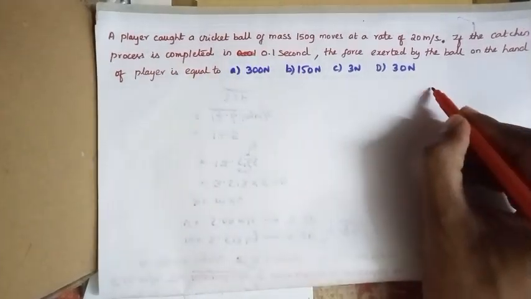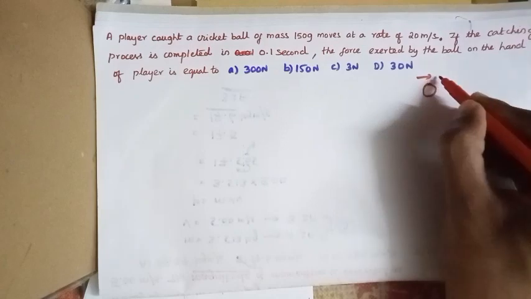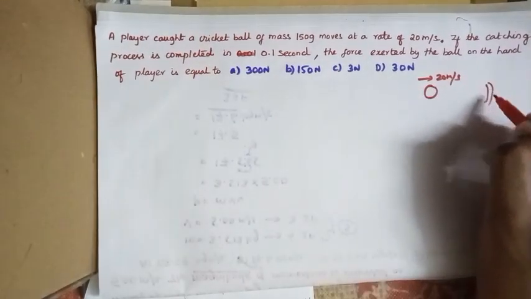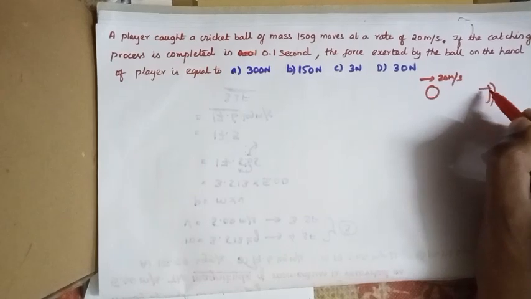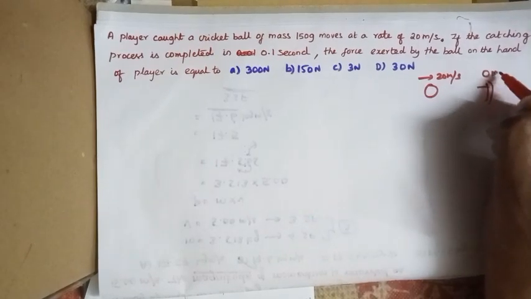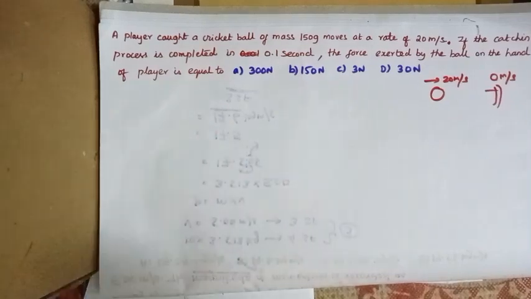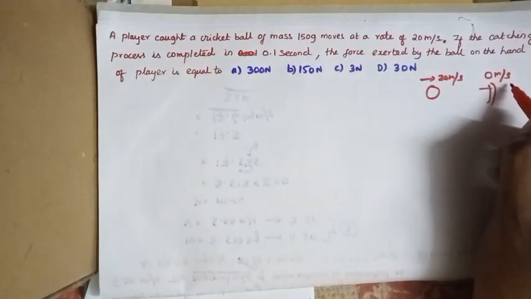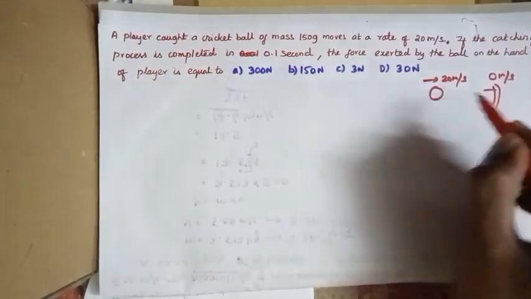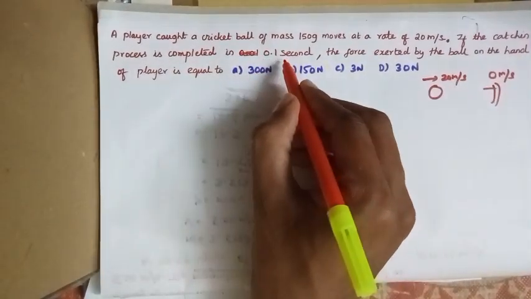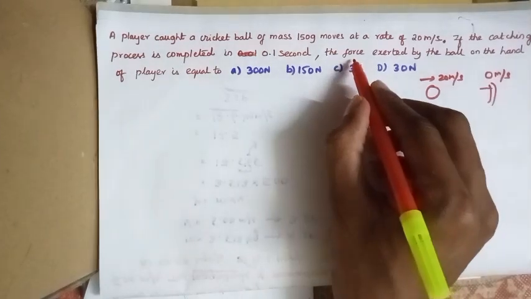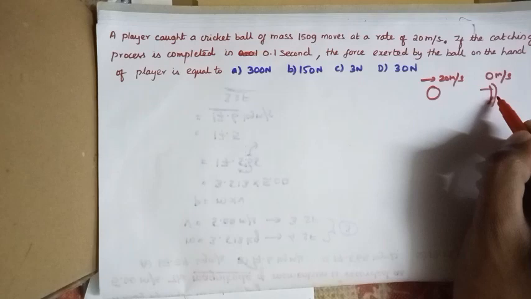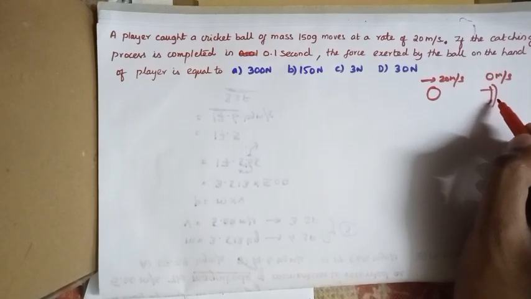Initially a ball is moving at a speed of 20 meter per second and a player catches it. At the moment he catches, the velocity of the ball becomes 0. This speed reduction from 20 meter per second to 0 happens in 0.1 second. So we have to find the amount of force exerted by the ball on the hand of the player.